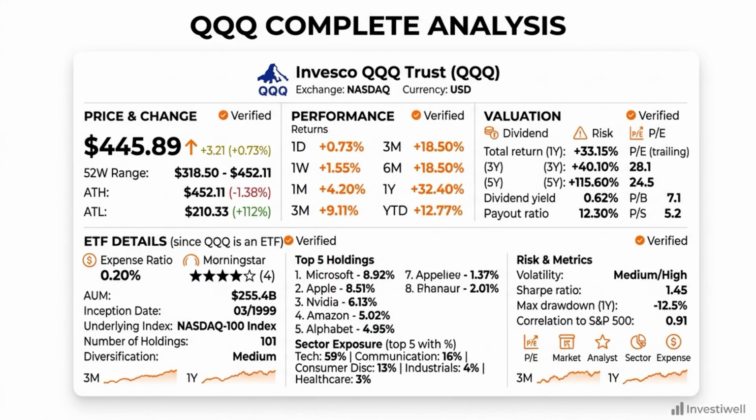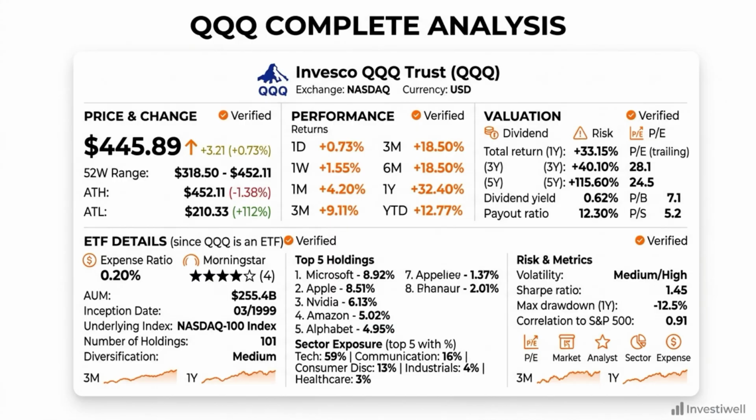The dashboard also notes the all-time low was $210.33, meaning the fund has seen a 112% increase just to reach its current levels. It is an absolute growth engine. It is. But here is where I have to play the skeptic for a minute. Okay, let's hear it. We have to look at the valuation metrics on the right side of the page. The PE trailing is 28.1. The price to book is 7.1, and the price to sales is 5.2. Plus, the dividend yield is practically microscopic at 0.62%, with a payout ratio of only 12.30%.